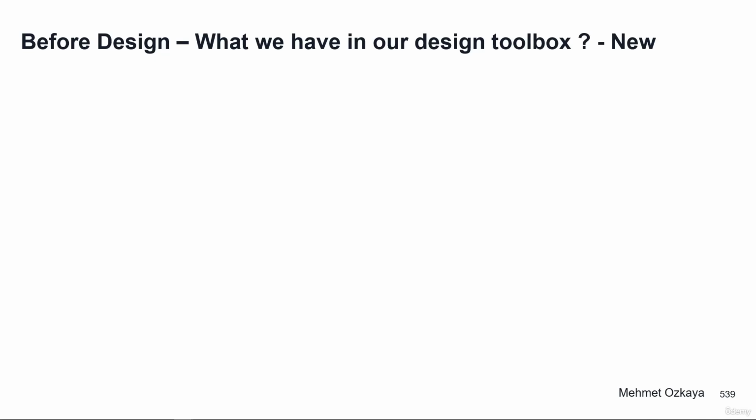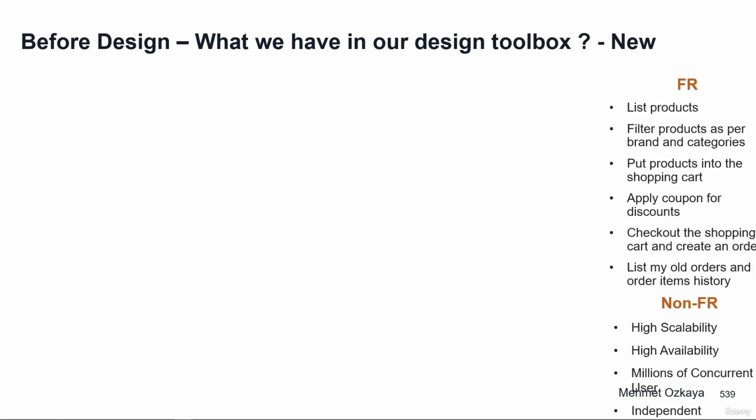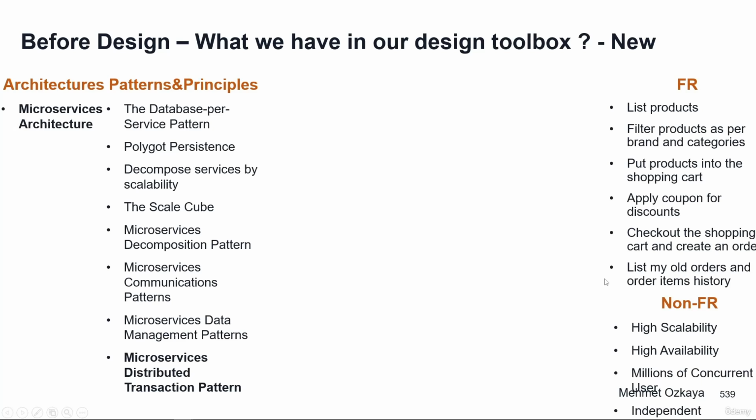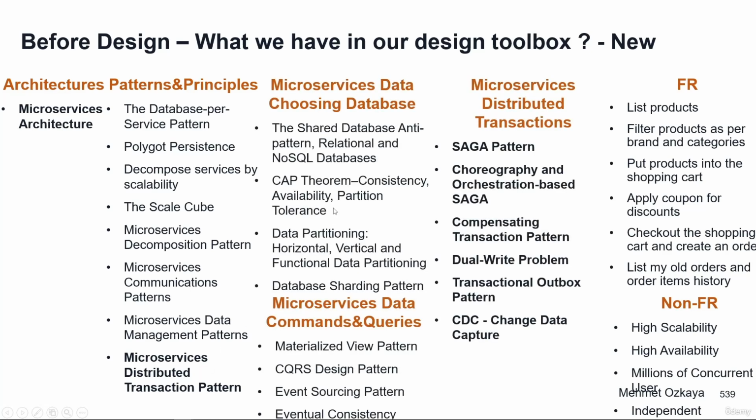So now let's focus on what we have learned in this section. In this section, we have learned microservices distributed transactions. I'm going to write down the related architectures. Here you can see that we have finished the data management patterns, and we have focused on the microservice distributed transaction patterns. And here you can see all related patterns, including the data management patterns. Also, in this section we have learned microservice distributed transaction management patterns and best practices. These are the SAGA pattern for distributed transactions, including the choreography and orchestration based SAGA pattern.